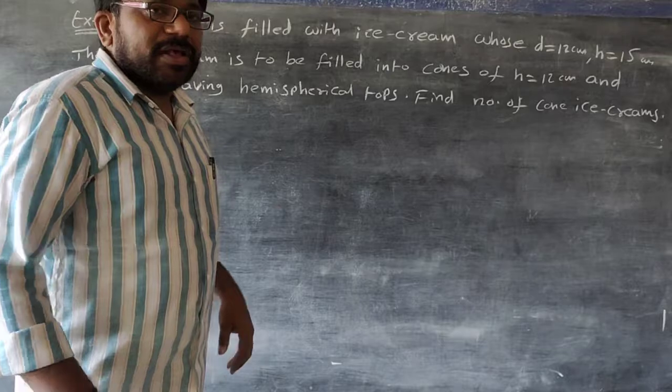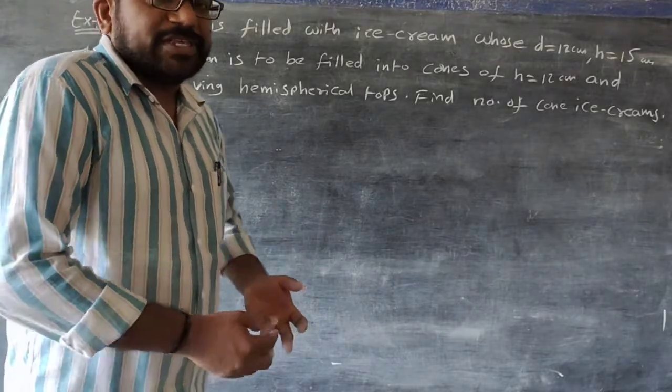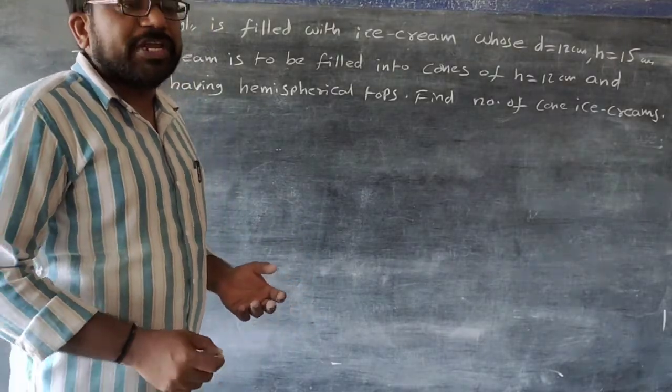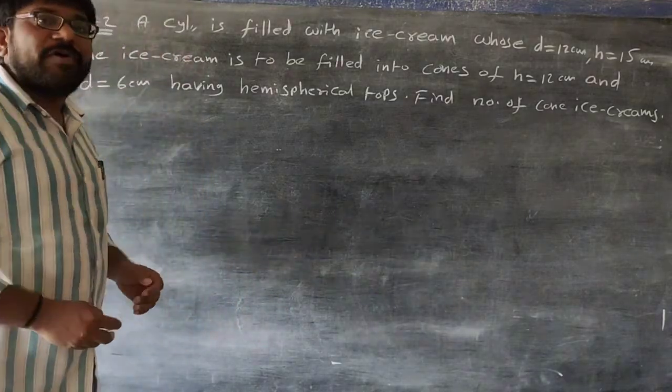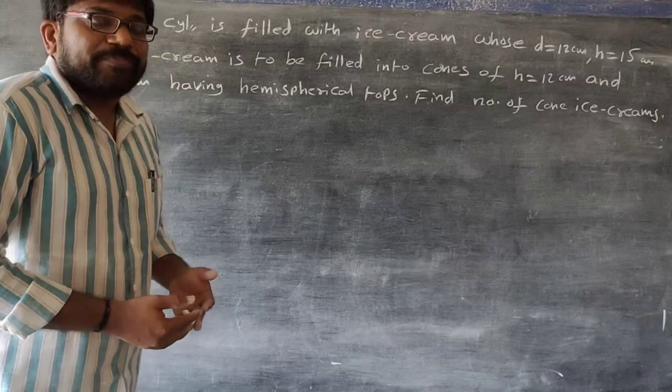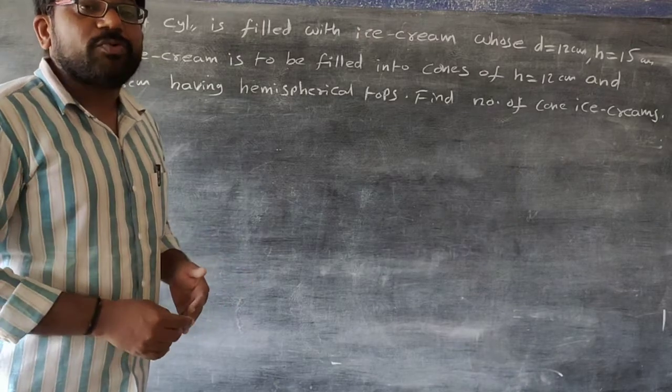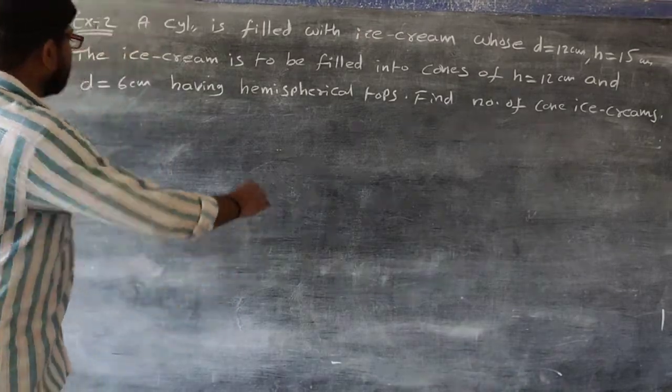Here they have given a cylinder and a cone ice cream. Cone ice cream is the combination of cone and hemisphere, right? First I have to find the volume of ice cream, the whole ice cream, that is the volume of cylinder. First, keep the heading: cylinder.